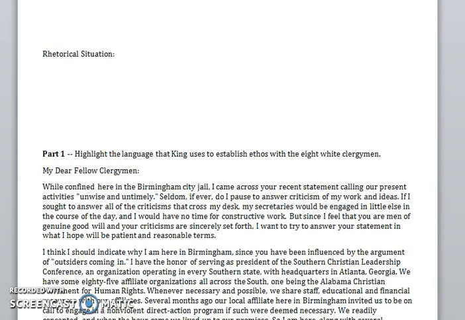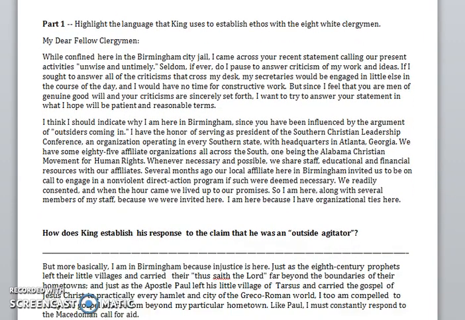And I want to go through this part one together so you have an idea of how you should be thinking and what you should be looking for as you go on to part two. So let's take a look. It says part one, highlight the language that King uses to establish ethos with the 8 white clergymen. And if you remember correctly, ethos establishes credibility.